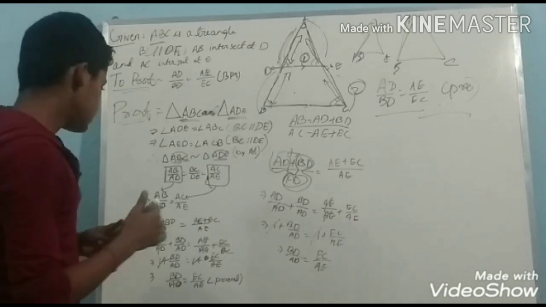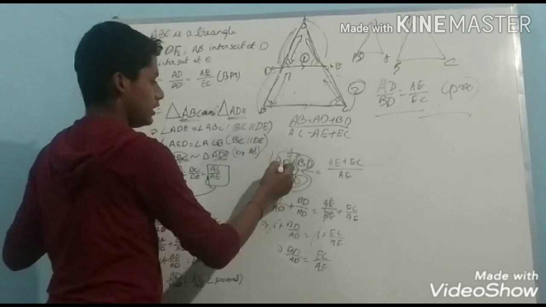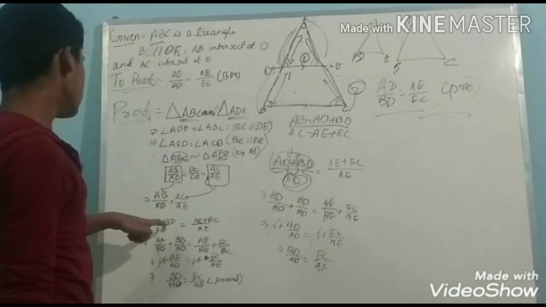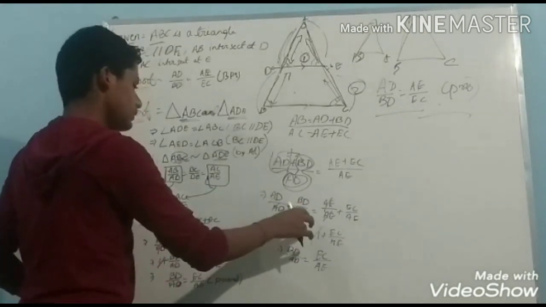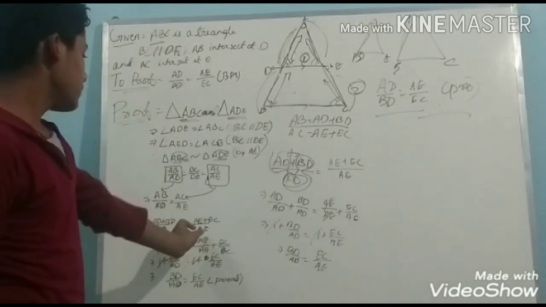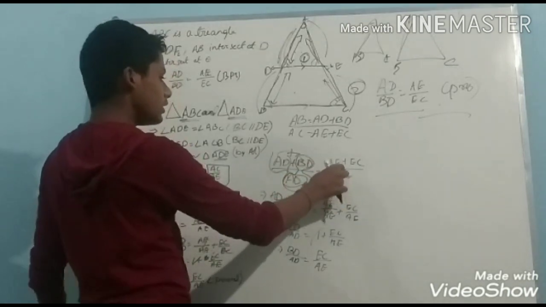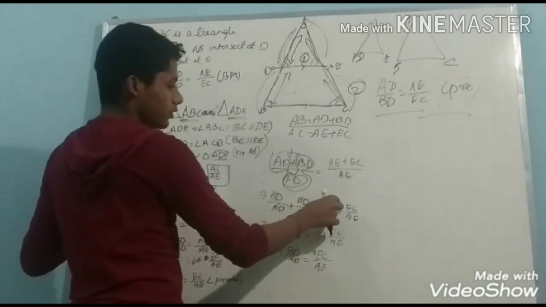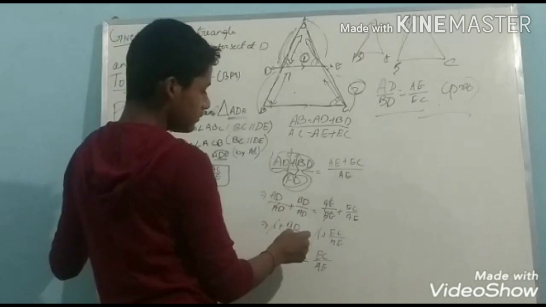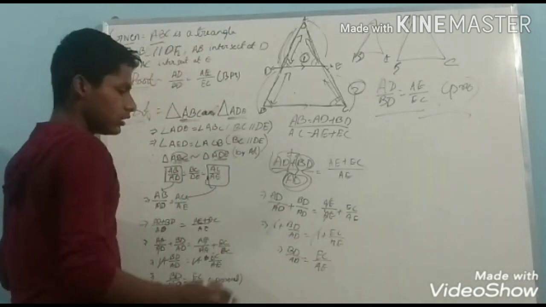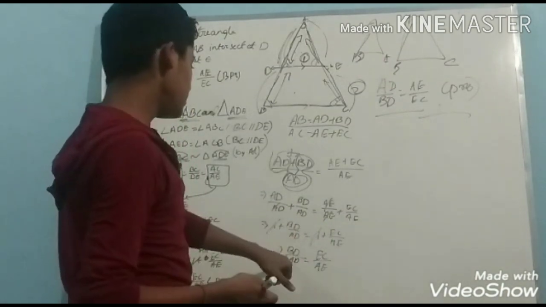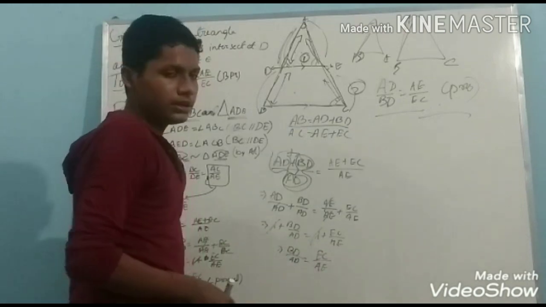So now we'll make individual terms. AD plus BD by AD is equal to AD by AD plus BD by AD. As we have made this part into single terms, now this part also we will make single terms: AE plus EC by AE is AE by AE plus EC by AE. AE by AE cancels. So 1 plus BD by AD is equal to 1 plus EC by AE. Okay. So now in both terms 1 will be cancelled. So now BD by AD is equal to EC by AE.